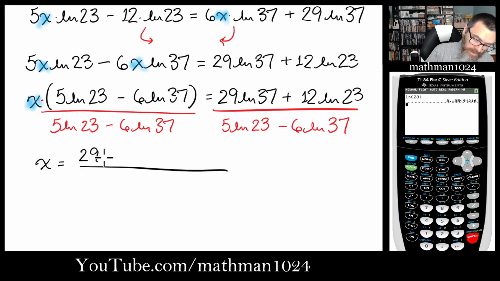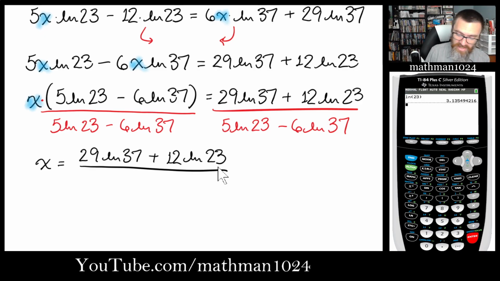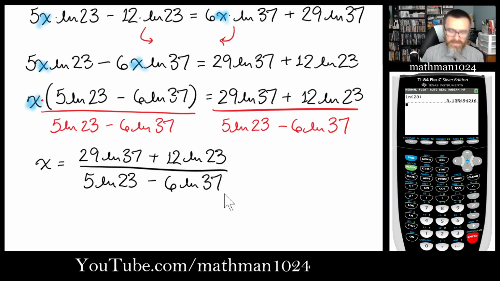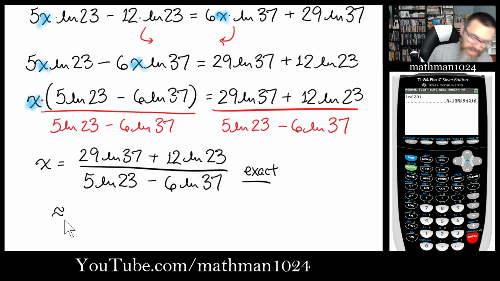But I want you to see what happened to those numbers, the 29, 23, 37. I didn't actually do anything with them. I moved them around, but I didn't have to do a big product with them. I'm not getting really huge numbers. I'm just applying logarithms and getting x by itself. So this is an exact value. So let's now see what the approximation is.